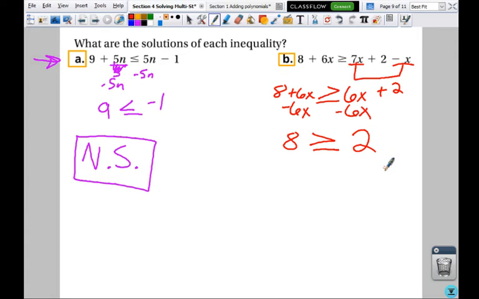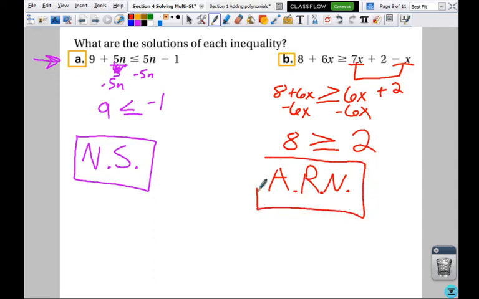This is true. So because it's true, my final answer is all real numbers, which I usually go ARN, because I don't like writing that for some reason. All real numbers. So for a lot of your homework problems today, your answer is either going to be no solution or all real numbers. It's going to be one of those two.